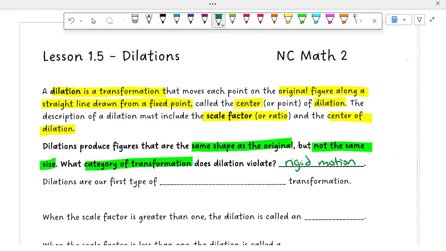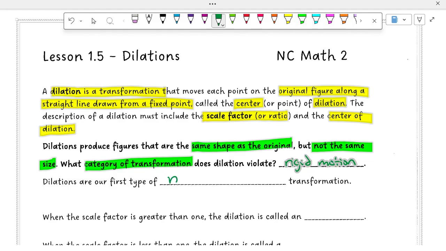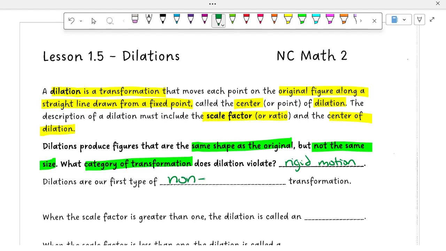So it creates what we call a similar figure, which we'll talk more about in Unit 2, but not a congruent figure. Similar means same shape, but different size. So dilations are our first type of non-rigid motion. And it's the only non-rigid motion transformation we will be talking about.